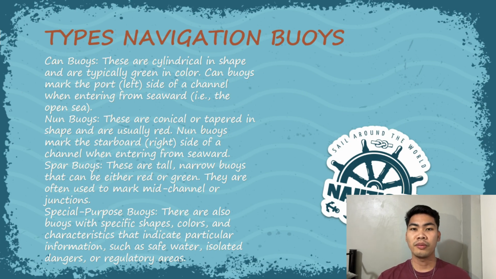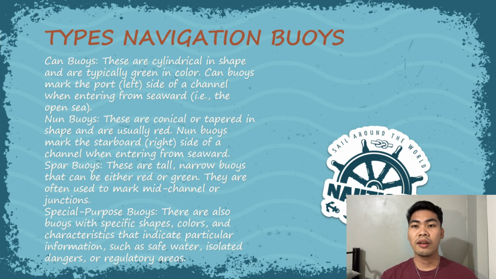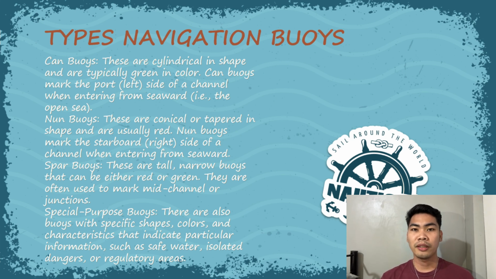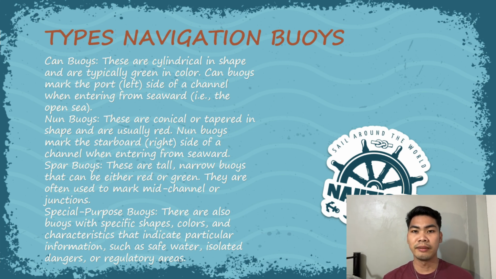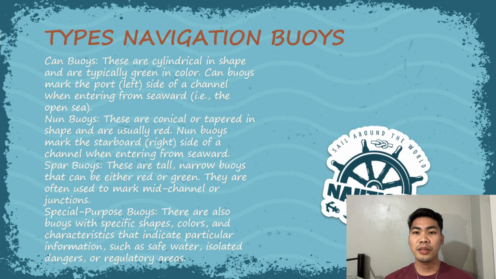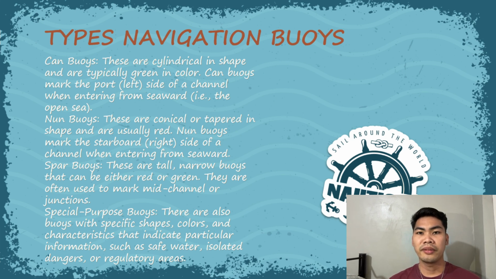Types of navigation buoys. Can buoys. These are cylindrical in shape and are typically green in color. Can buoys mark the port or left side of a channel when entering from seaward, an example in the open sea. Second is the nun buoys. These are conical or tapered in shape and are usually red. Nun buoys mark the starboard or right side of the channel when entering from seaward.